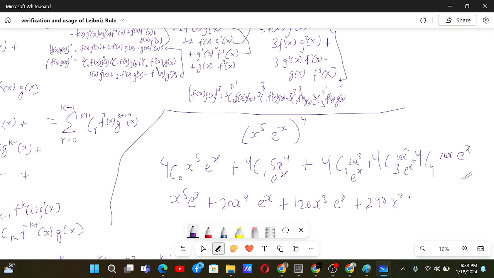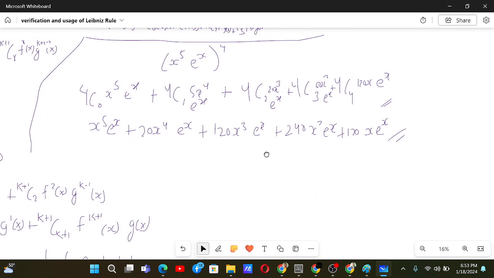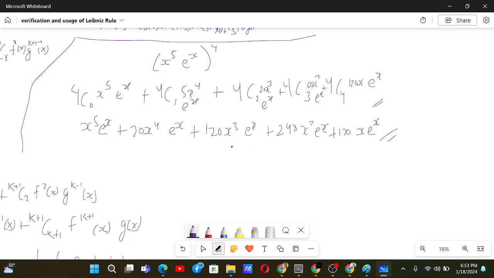240 x square e to the power x. This is 120 into 1, this is 120 x e to the power x. So this is the answer. And Leibniz rule made it a lot easier. Otherwise, we would have to find the first derivative, second derivative, third derivative, fourth derivative. That will be a lot harder. Let's go to the next problem.